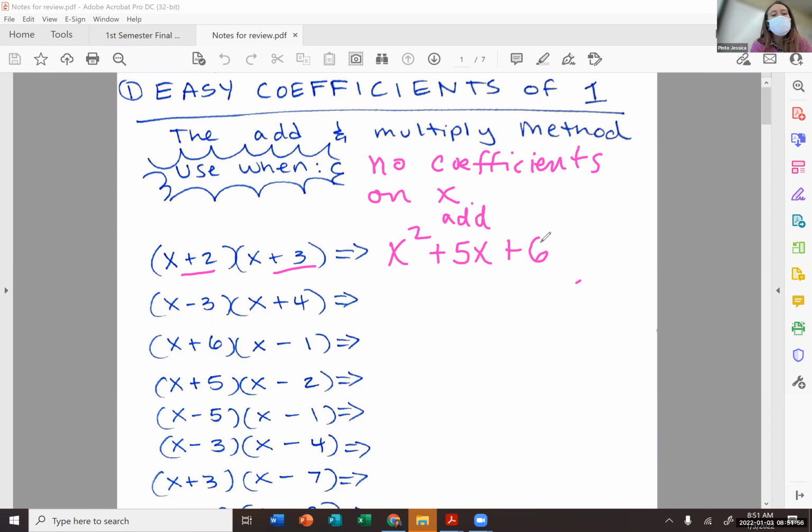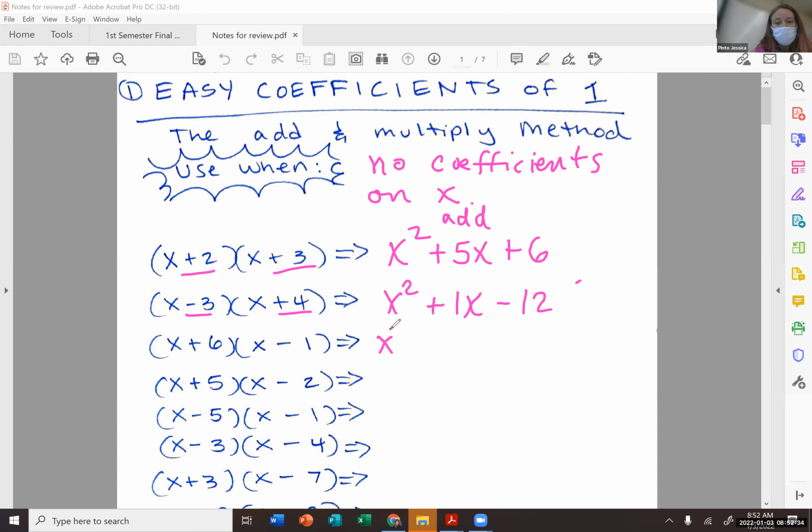So when we do that with the next problem, we do the same thing, but I noticed that the signs on these are not both positive, which means that when we add -3 and 4, we're going to actually subtract. So I get x squared, and the -3 plus 4 is how many? 1. So I say positive 1x, but the -3 times positive 4 is going to be a negative number. And what negative number is it? 12.